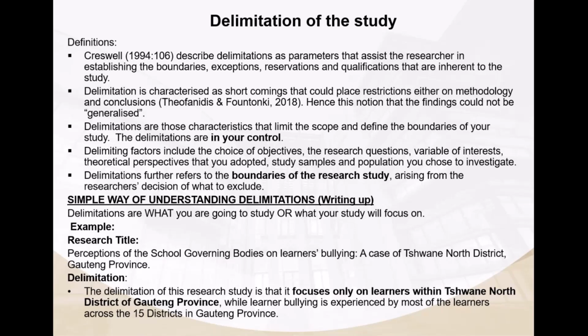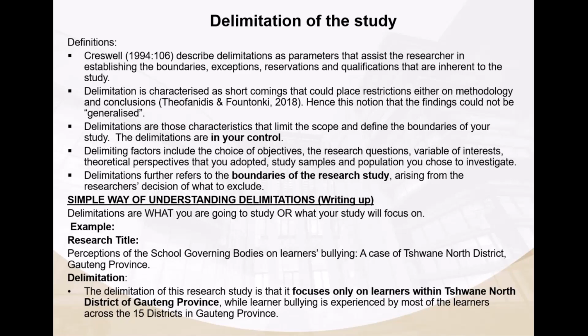Describe what are limitations. What authors are telling us about limitations. So that when you get that permission, like I've said, when you're going to write up the report now, you indicate all those limitations. So let's quickly look at this aspect. The third bullet talks about the delimiting factors. They can include some of these aspects, the choice of objectives, the research questions, variable interest, and so on and so on.